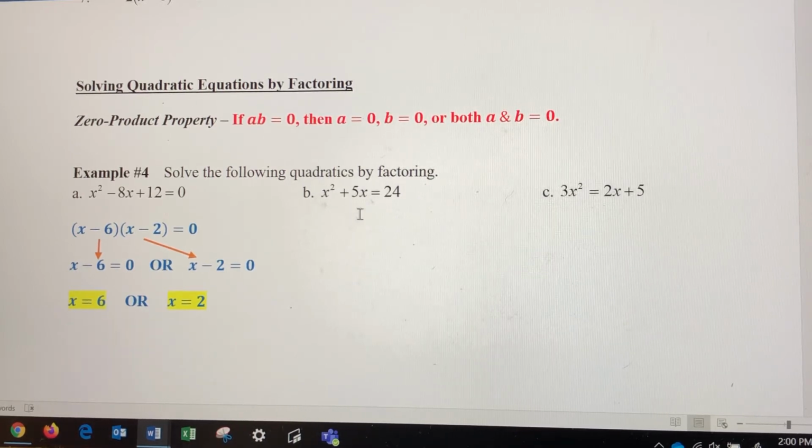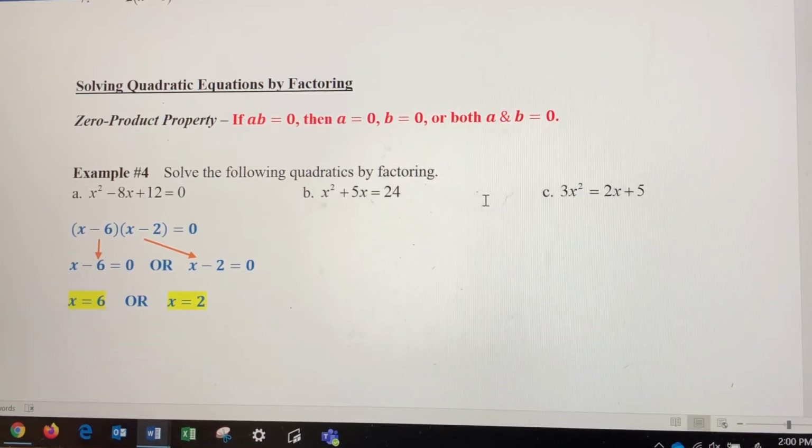All right, so pause the video, solve B. We want to move the 24 over to the left side first, then try to factor. Give C a try: get everything on the left side, set it equal to 0, factor, and then find your two solutions. I think both these have two solutions.